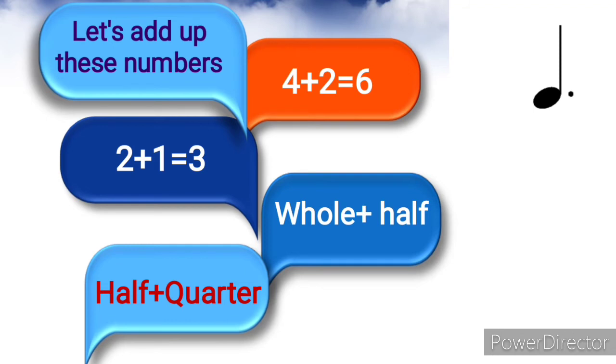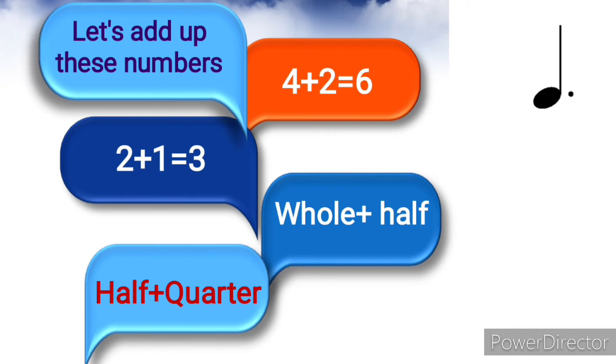Now let's add up these numbers. 4 plus 2 is equal to 6. Represent it in note form. It becomes a semibreve plus a minim, just like you say a whole note and a half note. It becomes a dotted semibreve. Why is it a dotted semibreve? Because it is 6. If you take 2 plus 1, it will give you a dotted what? Minim. Because it becomes a minim plus a crotchet, or you say half plus quarter.